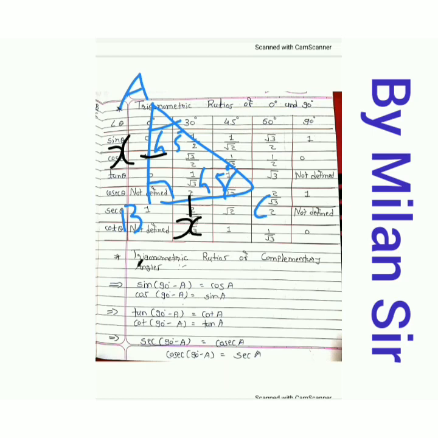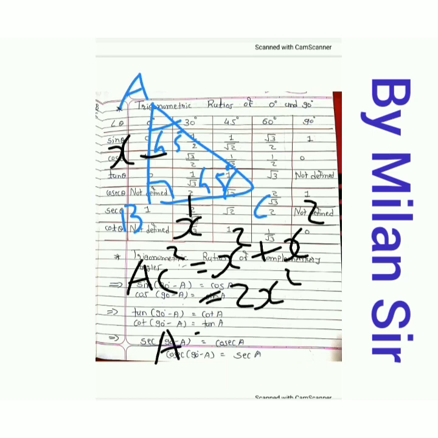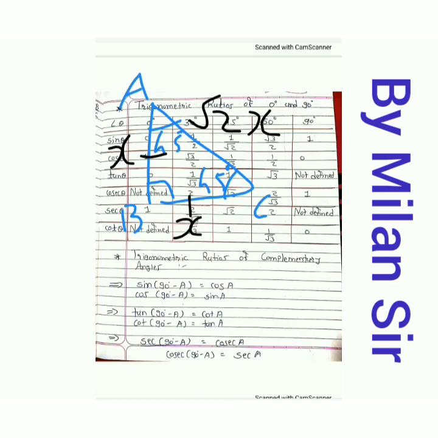Then find the hypotenuse by Pythagoras theorem. That means AC square is equal to the sum of squares of the other two sides. It is X and X. So X square plus X square, 2X square. Now take square root. So AC is equal to square root of 2, under root 2, and square root of X square is X. So AC is equal to under root 2 X. Right? Now find your sin 45 and cos 45.